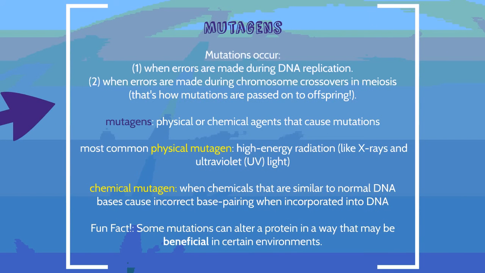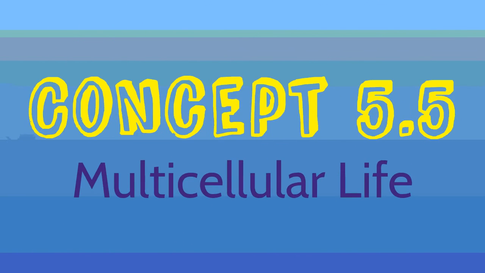All right, and then mutagens. Mutagens are essentially the physical or chemical agents that cause a mutation. So these are things that are actually causing mutations to occur. So these are things outside your body. A physical mutagen could be like high radiation, and chemical mutagens are things that are similar to normal DNA, but they can cause base pairing to not happen correctly.